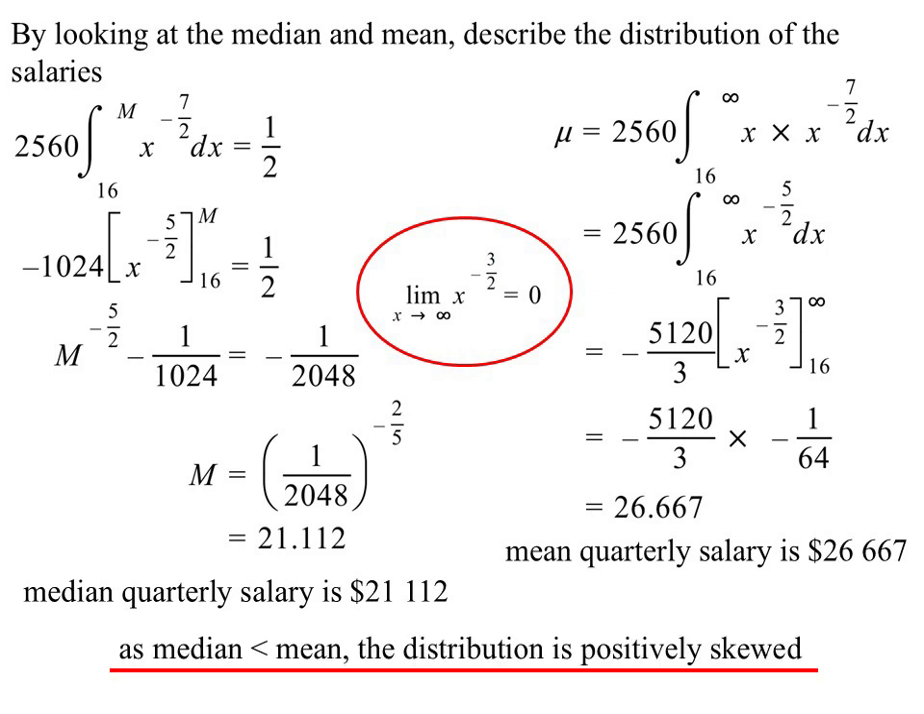So what does this tell us about our distribution? Well, the median is less than the mean, so therefore our data is positively skewed. More of the data is on the left-hand side than on the right-hand side.